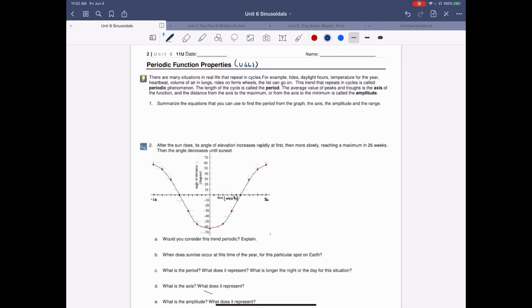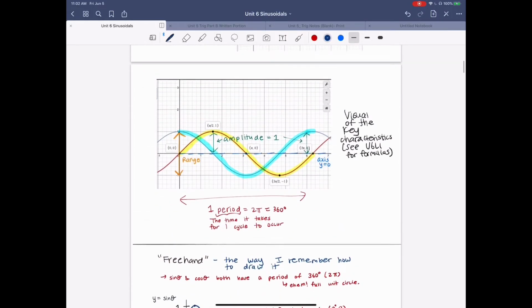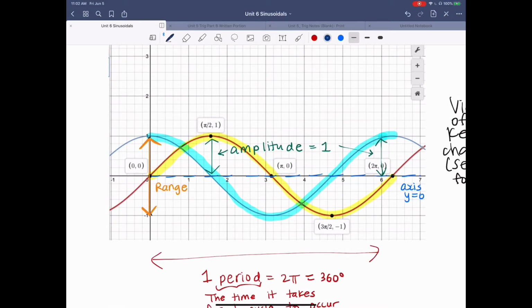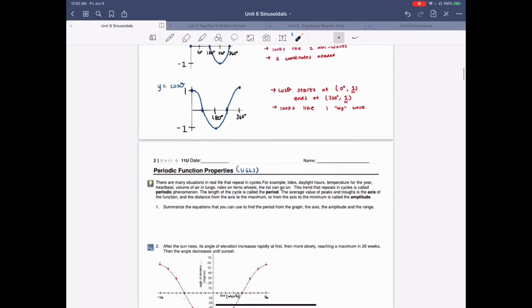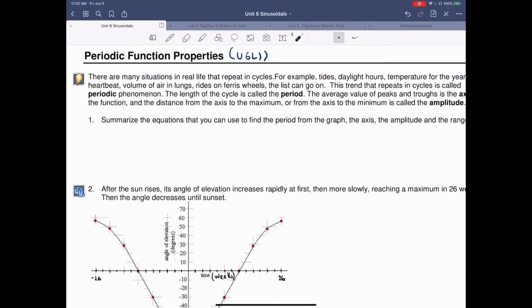The average value of peaks and troughs is the axis of the function, and the distance from the axis to the maximum or from the axis to the minimum is called the amplitude. So I did a little visual of that in the previous video. So this is what a periodic function can look like, and we looked at the sinusoidal, the sine function, the cosine function, okay? So here we're going to go through each of the equations.